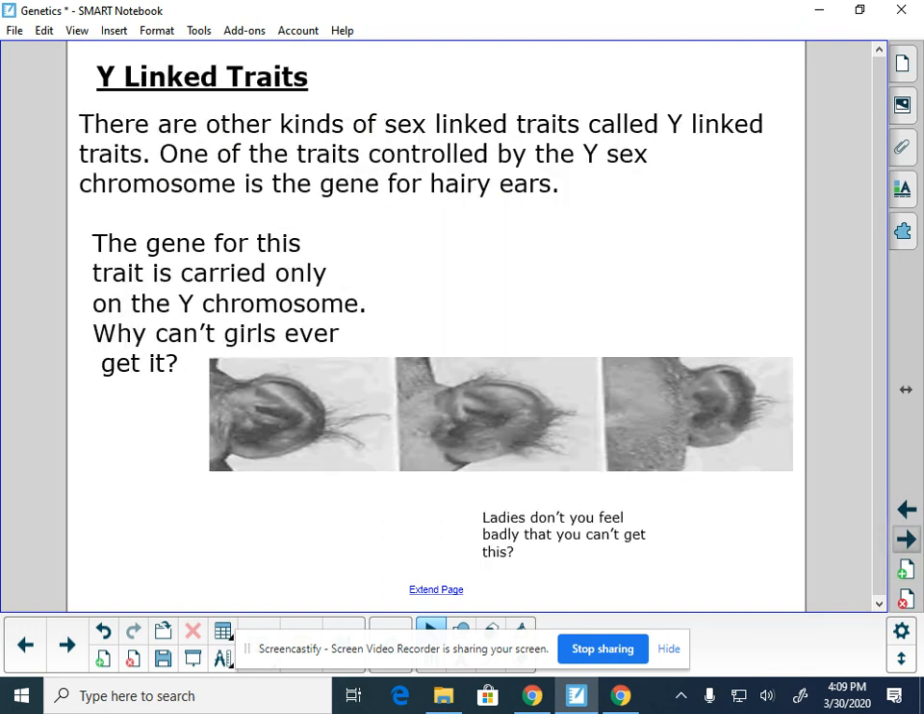Next couple of cards you can read over, get information on your own. Then the last thing, very rare will this come up as a question on a test, but there is such a thing as a Y-linked trait, which means a trait only found on the Y chromosome. So the gene for this trait is only carried on the Y. Why can't girls ever get it? Hopefully this is pretty easy. Girls can't get it because they don't have a Y chromosome. They just have 2 X's, so they cannot get a Y-linked trait.